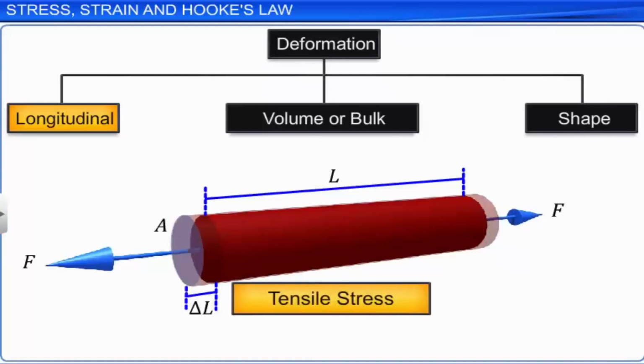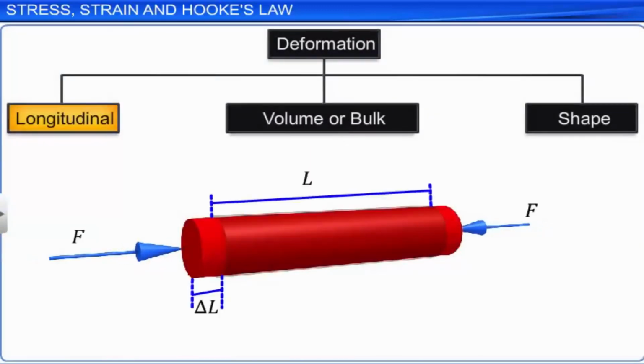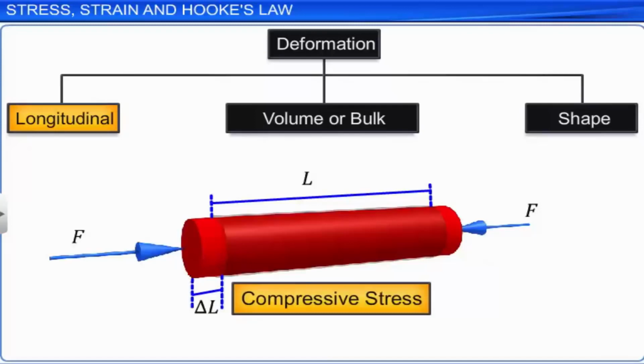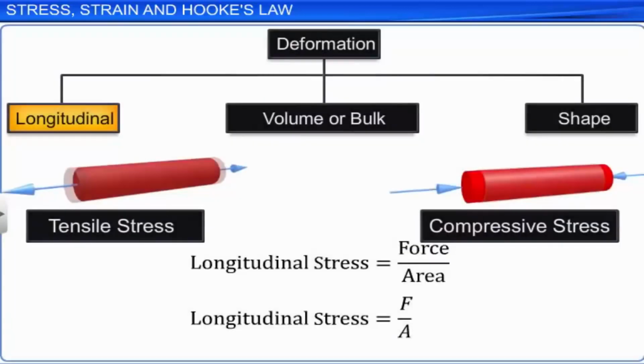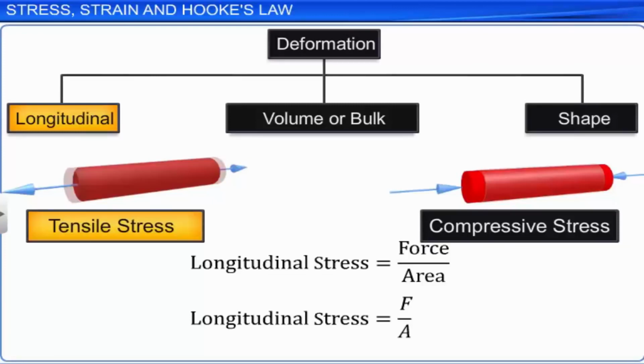Inward or outward deforming forces applied along the length of a body cause a change in its length. The change in length causes tensile stress or compressive stress, and these are collectively called longitudinal stress. Longitudinal stress is measured as the ratio of the applied force F to the area of the face A. If the length of the rod L changes by delta L, the fractional deformation, called the longitudinal strain, is equal to the ratio of delta L to L.